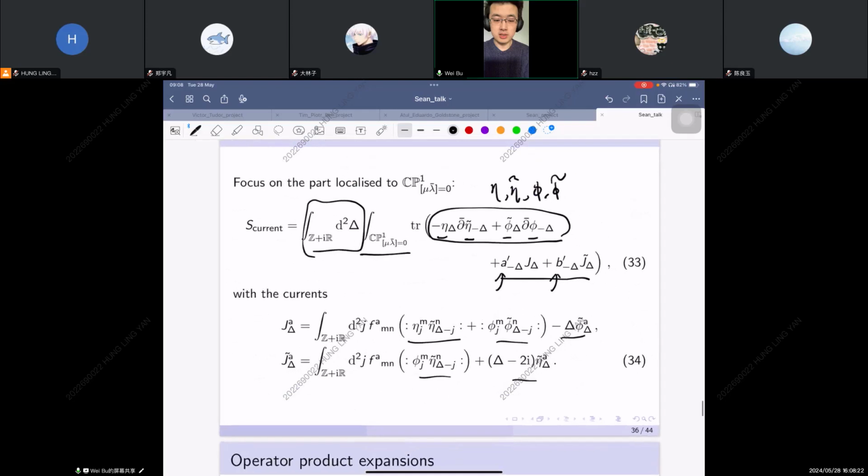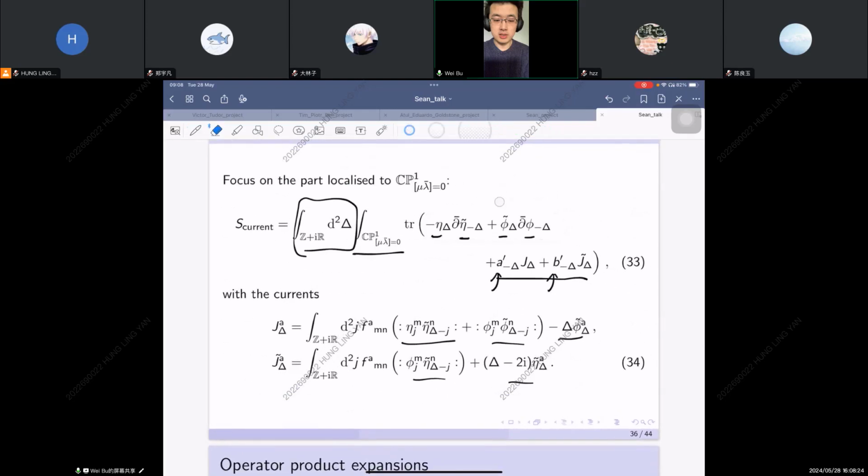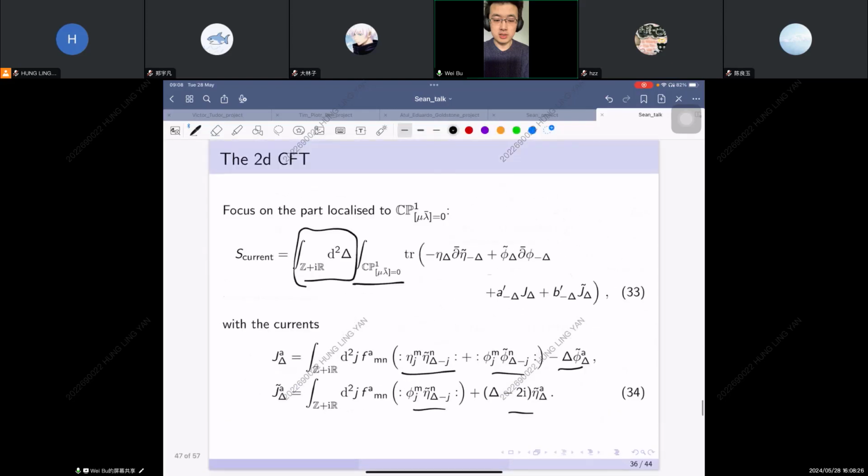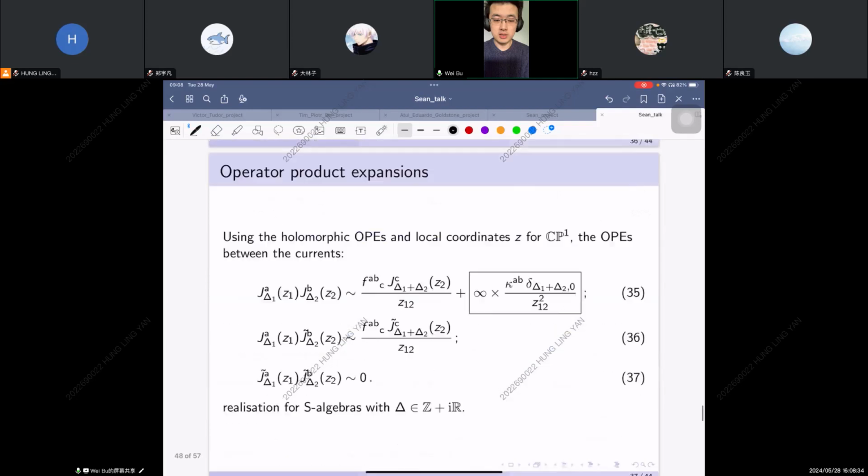And if you just look at this action, it's very, very simple. And if you just take the OPE, because I'm giving you the contraction rules between phi tilde and eta tilde, you can take the OPEs between J and J tilde, and this is what you find. This is the infinite extension of level 0 Kac-Moody we were mentioning earlier.